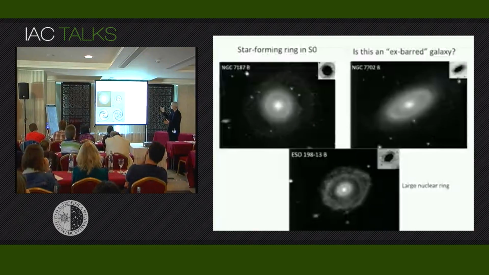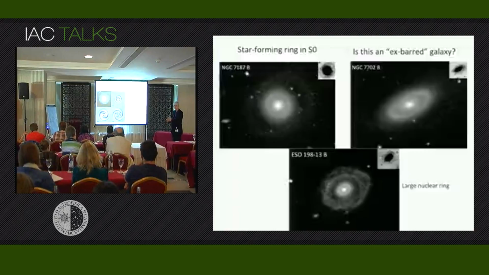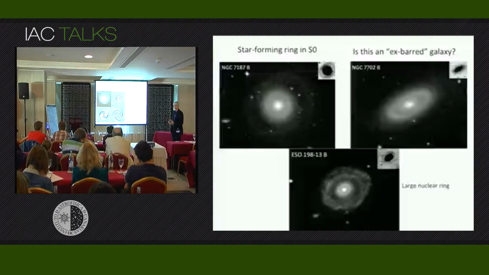Other non-barred ringed galaxies make you wonder whether we're seeing secular evolution or the products of secular evolution, like NGC 7702 there. It has a very bright stellar ring, and in the inset there, you see that there's an outer ring as well. And in the middle, there's a nuclear bar, but there's no primary bar. Now, either the ring itself is a primary oval, or else this galaxy has somehow lost its bar.